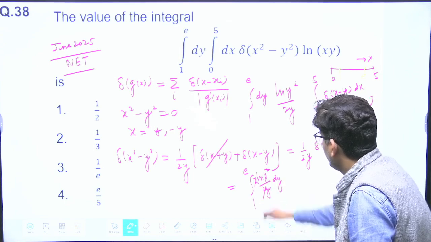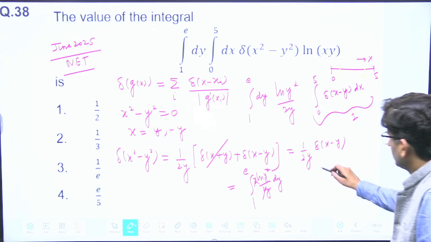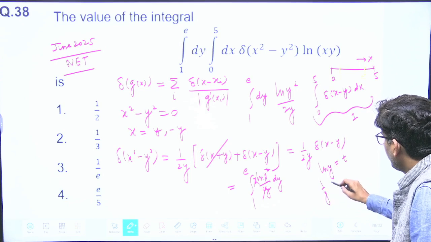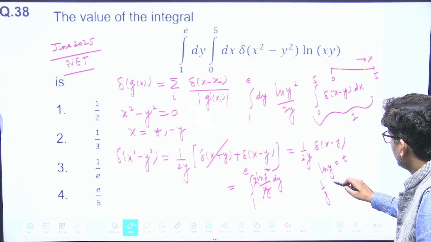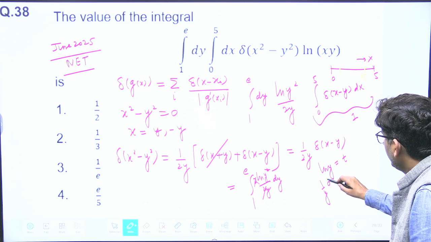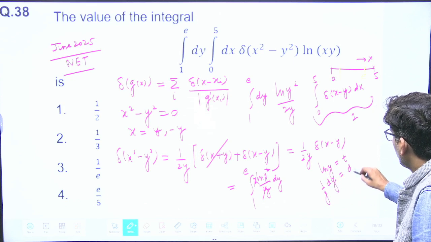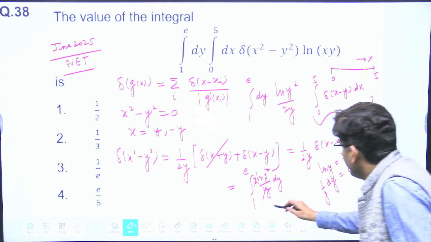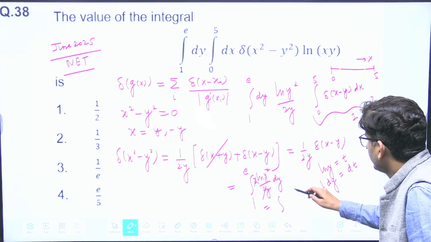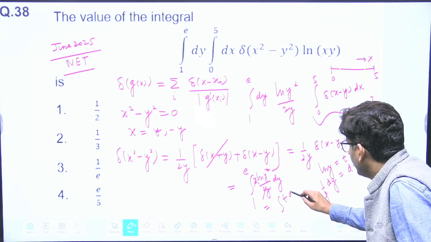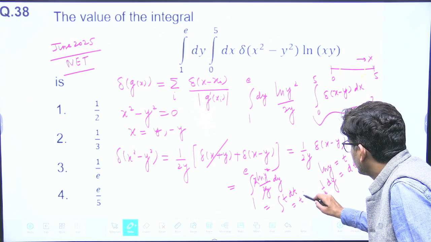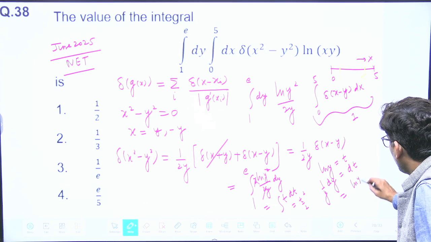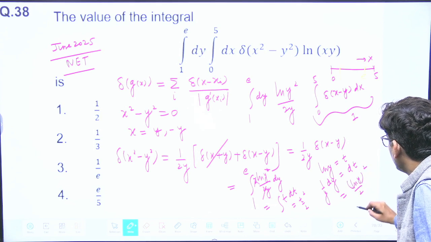And 2 and 2 will cancel. So log of y is equal to t, so 1 by y dy will be equal to dt. Okay, so this will become integration of t dt, that is t square by 2, and t is log y, so log y square by 2.